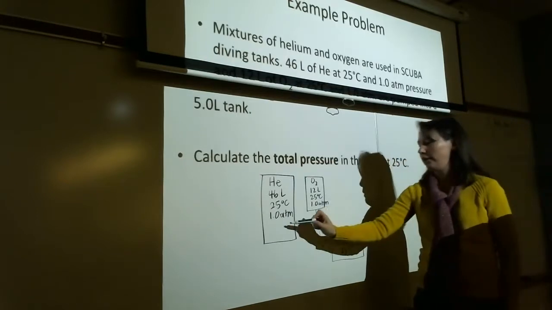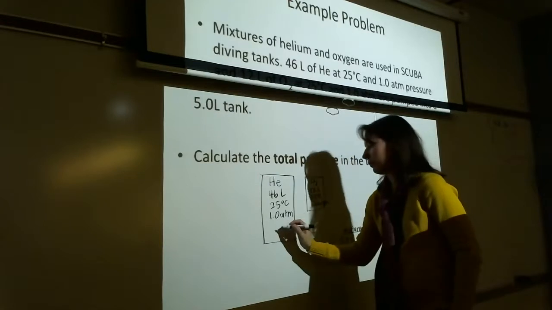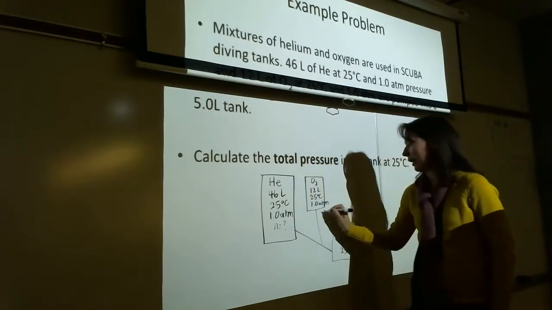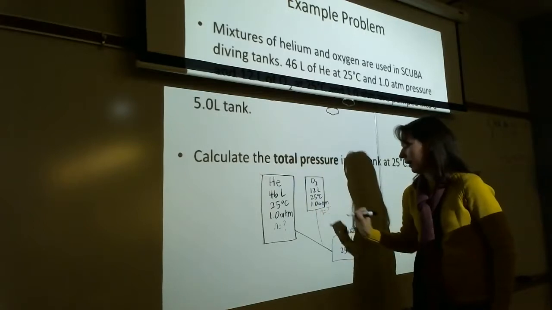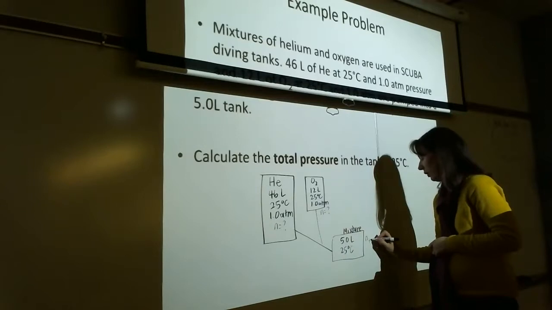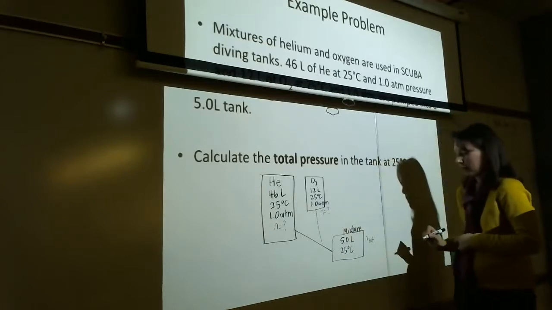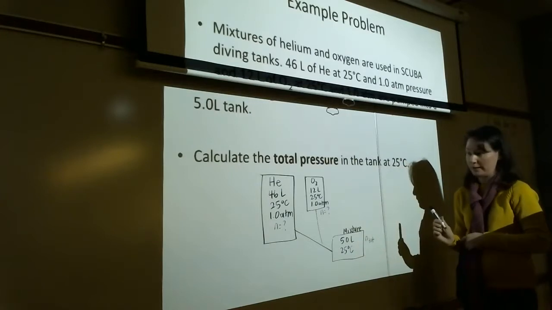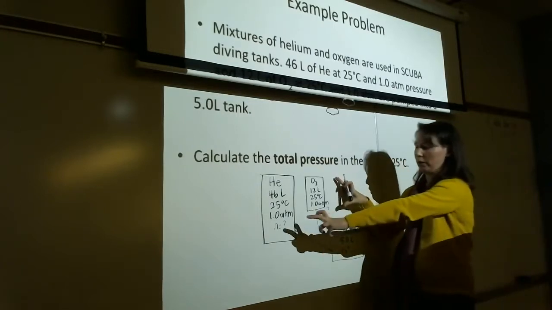Because now you can calculate number of moles here, and now you can calculate number of moles here. And then when you add those two together, that'll give you N total, right? And you know the temperature and you know the volume. Does this make sense? So that's why we list out all our information.